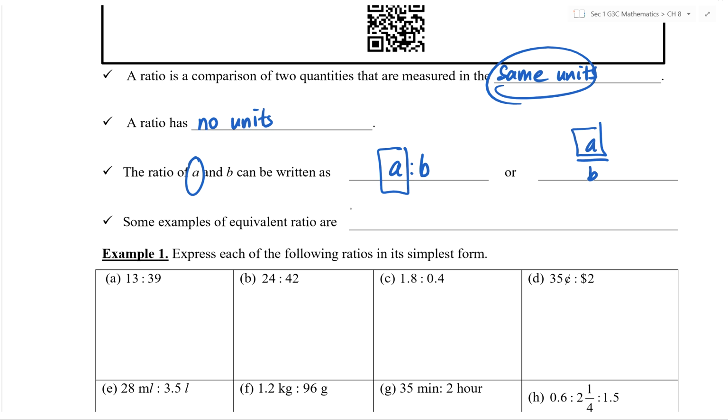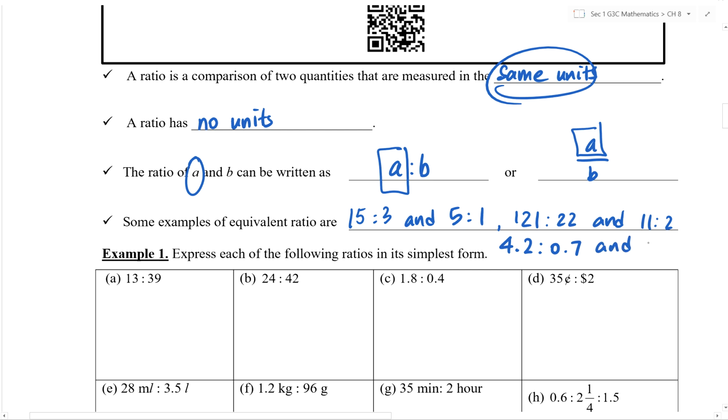For example, 15 is to 3 is the same as 5 is to 1. They are equivalent. For example, 121 to 22 is equivalent to 11 is to 2, and so on and so forth. We can also have them in decimals. For example, 4.2 to 0.7 is the same as 6 is to 1.